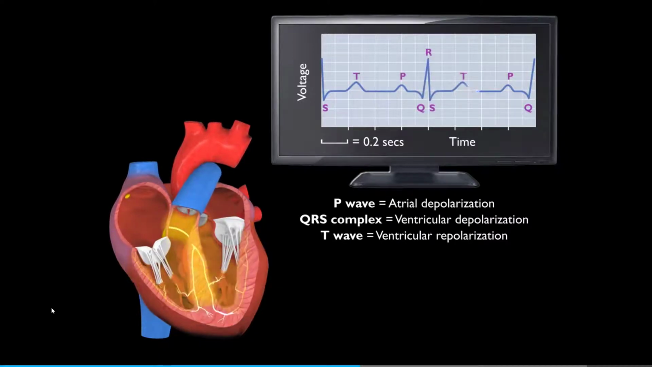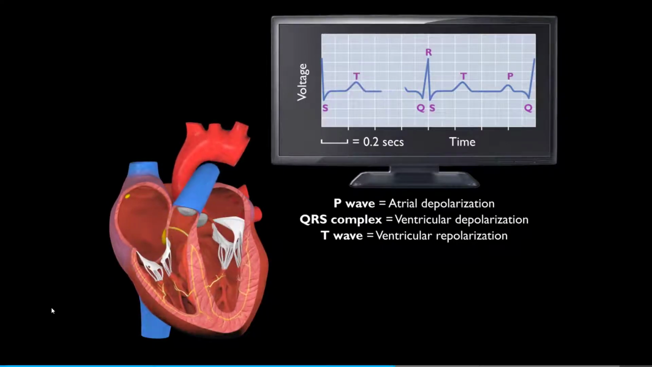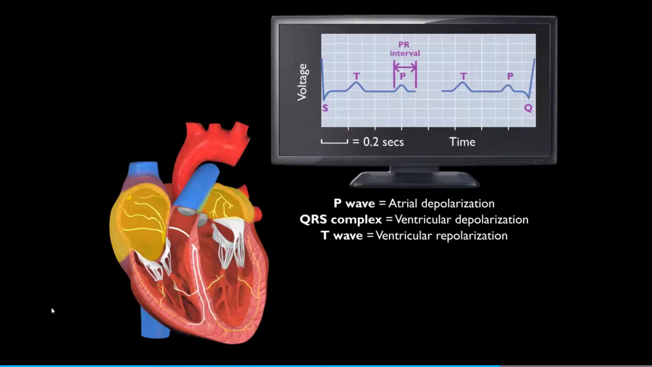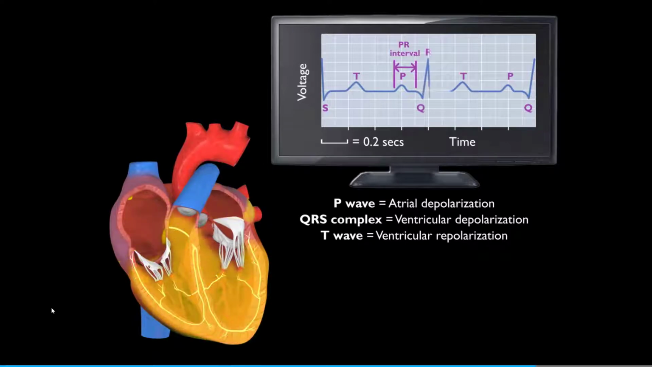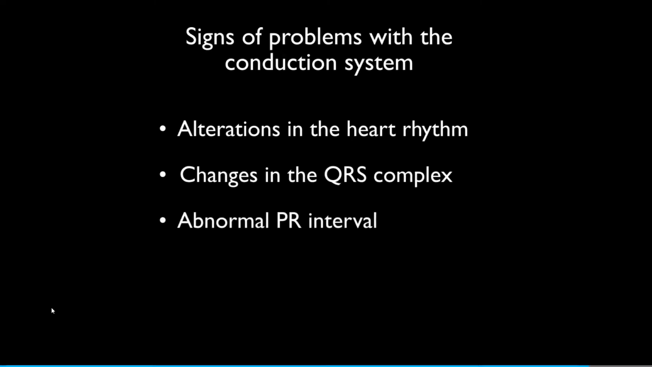Depolarization of conduction system components can be determined from the ECG. When the SA node functions as the pacemaker, it depolarizes right before the P wave. Conduction through the intrinsic conduction system can be determined from the PR interval, the time from the beginning of atrial depolarization to the start of ventricular depolarization. Alterations in the heart rhythm, changes in the QRS complex, or an abnormal PR interval may indicate problems with the conduction system.